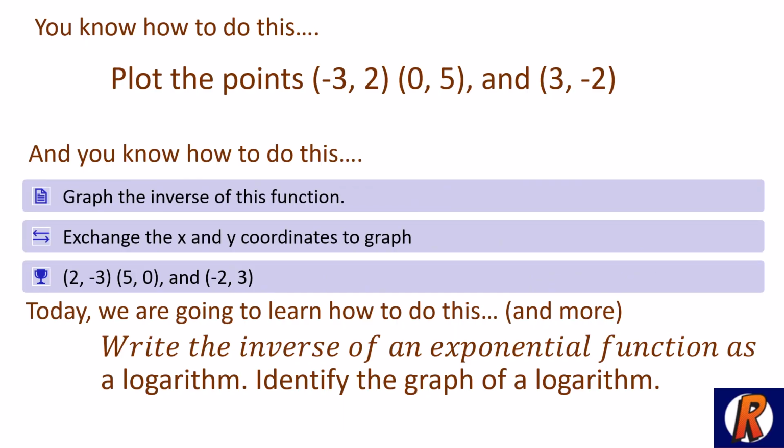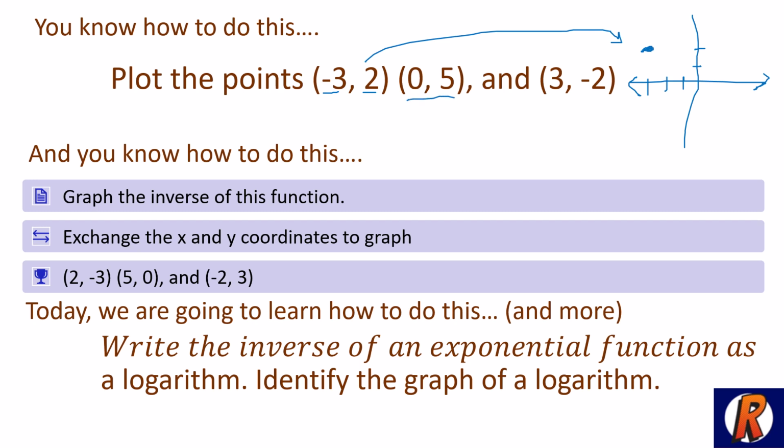All right, now we know how to do this. We can plot points. So I'm just going to quickly make a sketch. If we're asked to plot the points -3, 2: -3 in the x direction, 1, 2, 3, and then +2 in the y direction. So -3, +2 would be here.